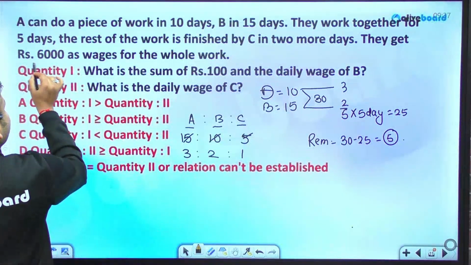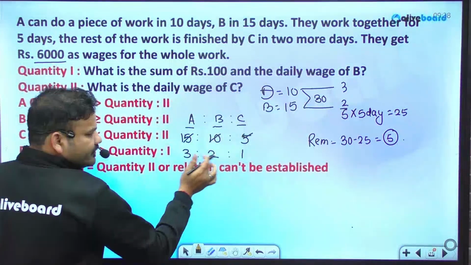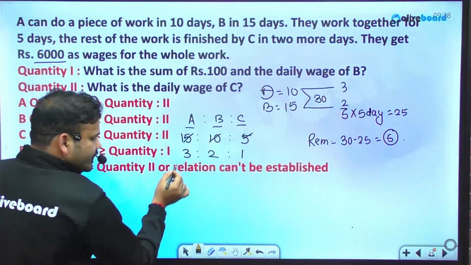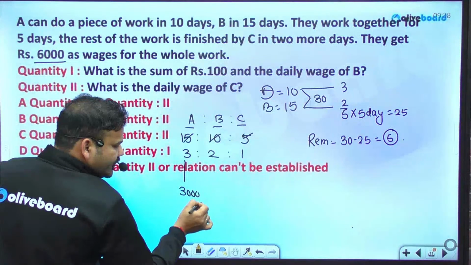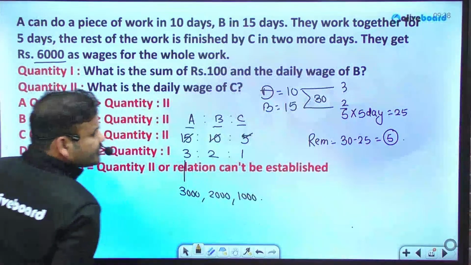They get a total wage of 6,000. So 6,000 निकल कर आया. 3 plus 2 plus 1 is 6. So he will be getting 3,000. He will be getting 2,000. And he will be getting 1,000. So these are the respective wages.